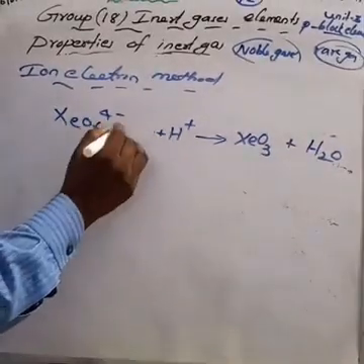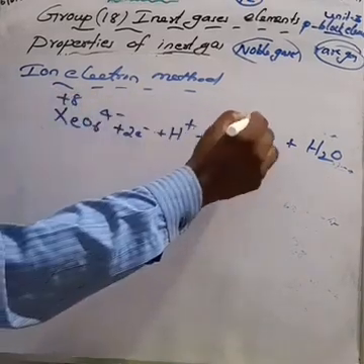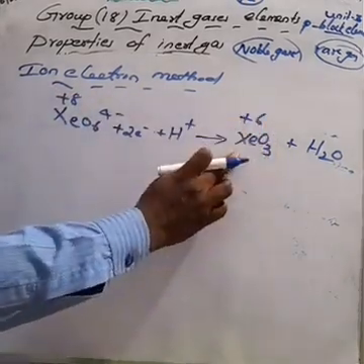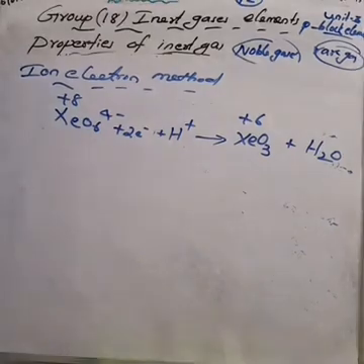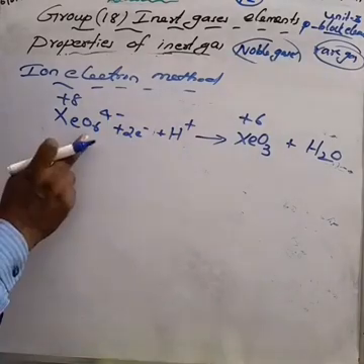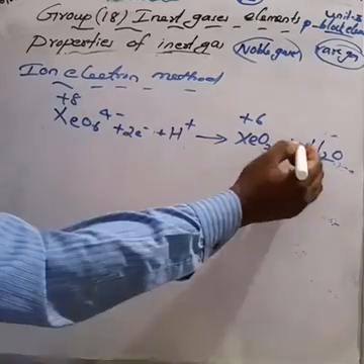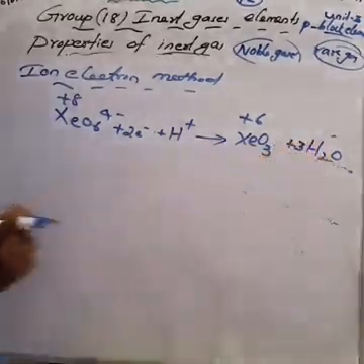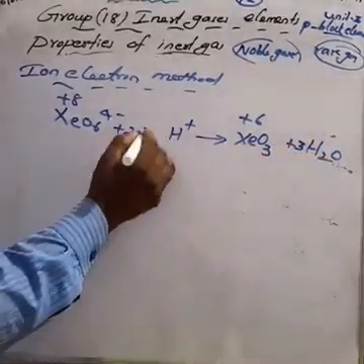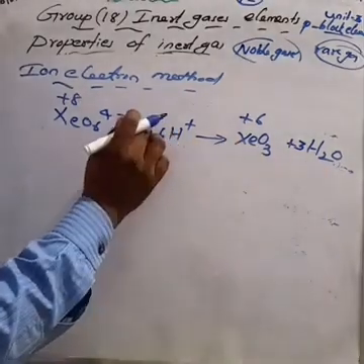So how can you balance the equation? What's the easiest way? This XeO3 has +6 oxidation state. On the reactant side there are 6 oxygens, but on the product side there are only 4 oxygens. If you make 3 water molecules, the oxygen is now balanced. What about hydrogen? 6 hydrogens are present, so make it 6 H plus ions on the reactant side also.